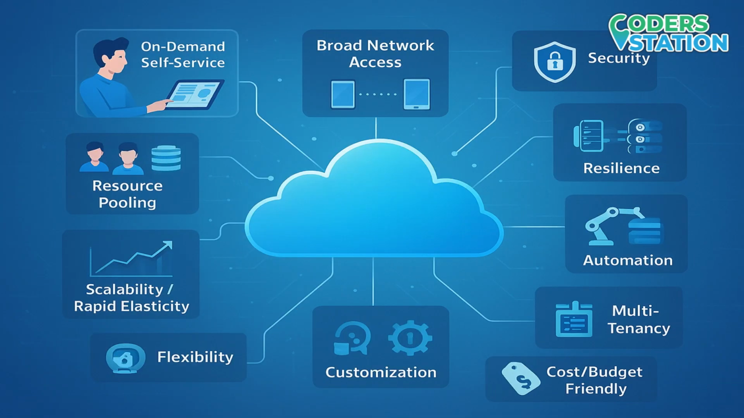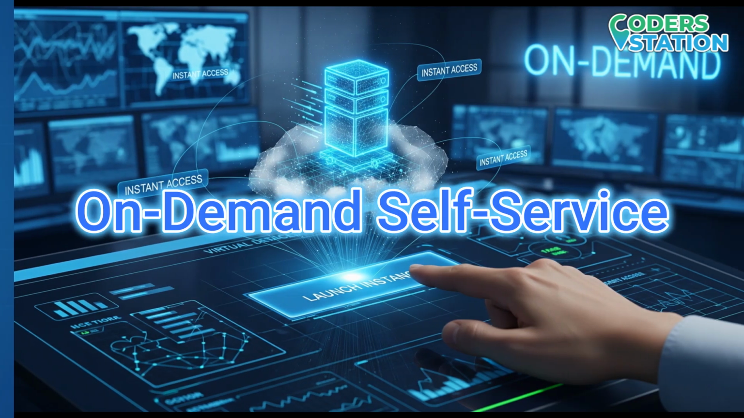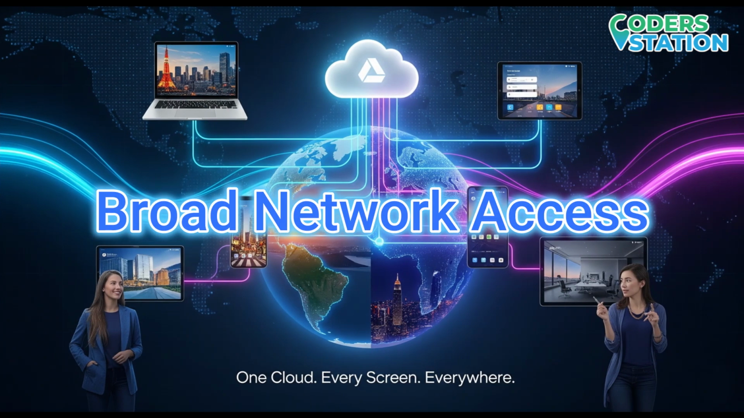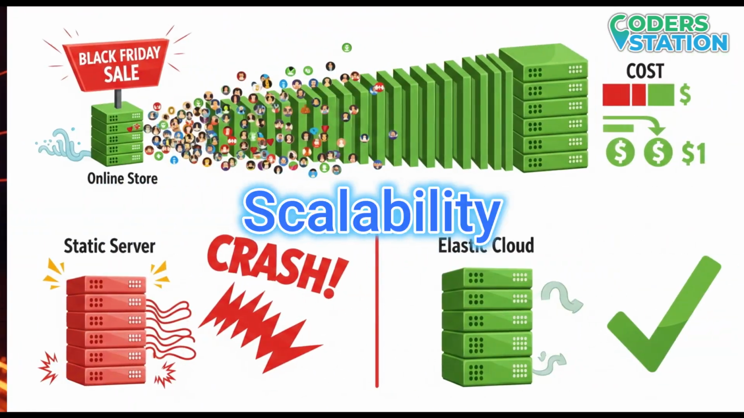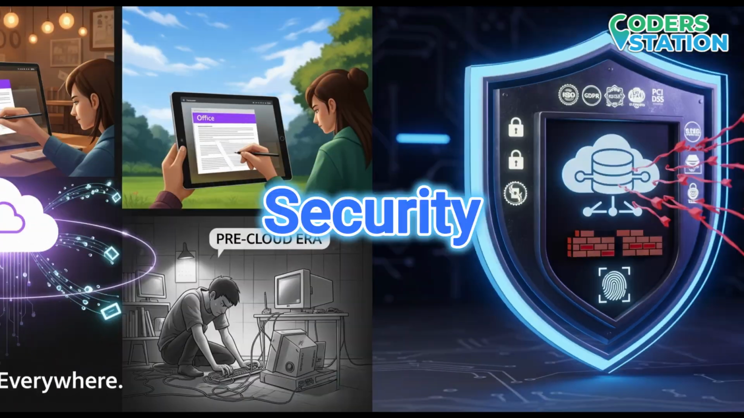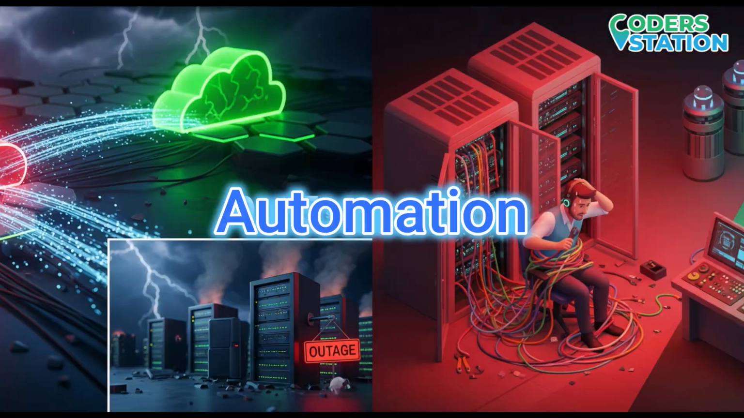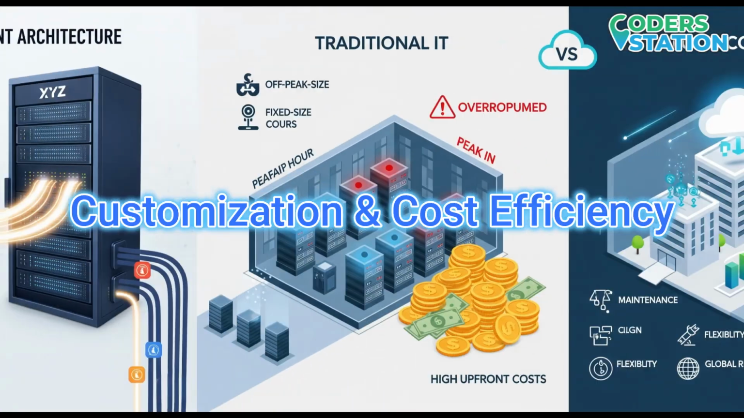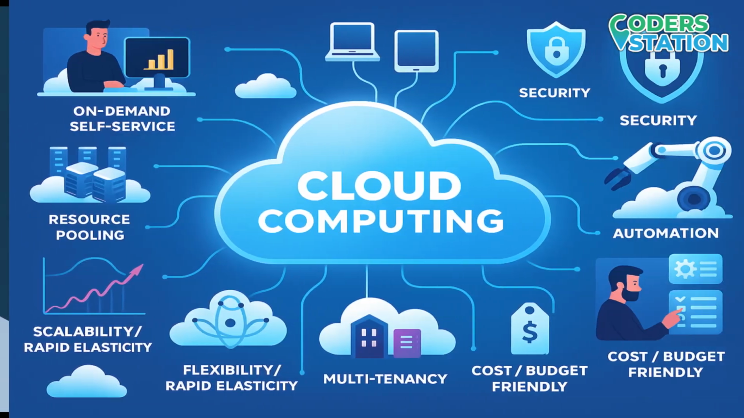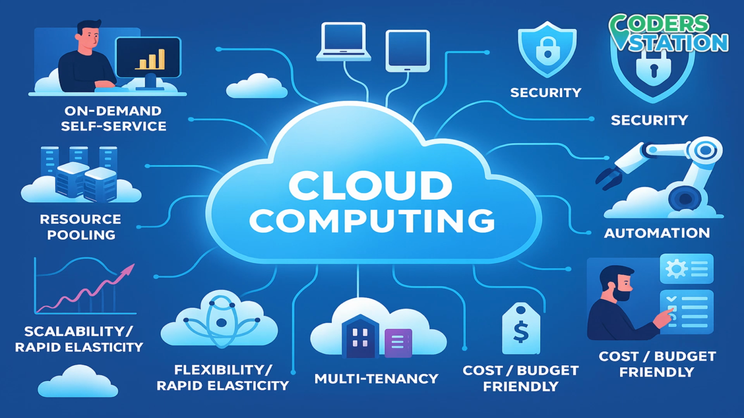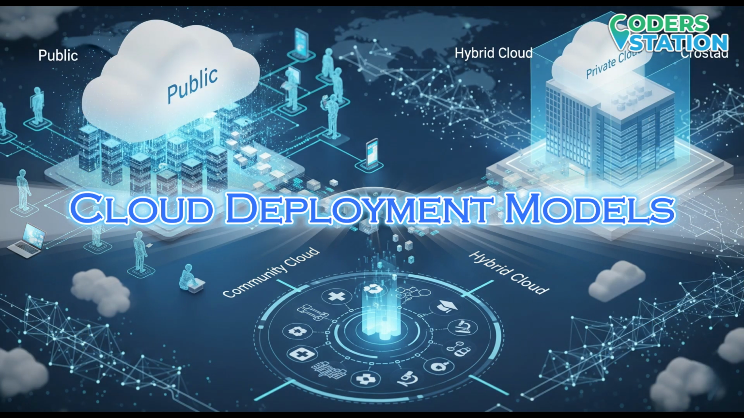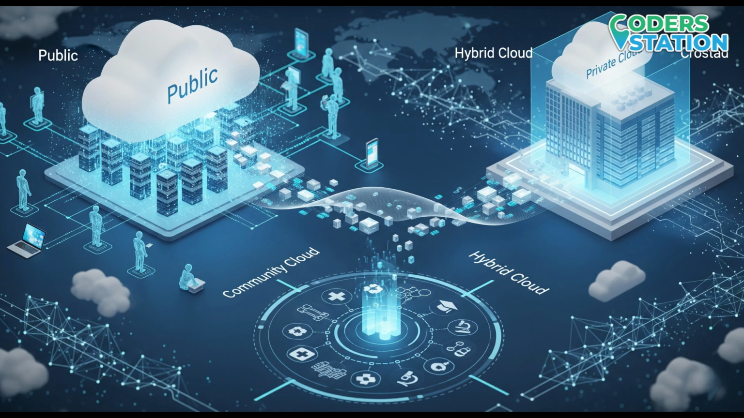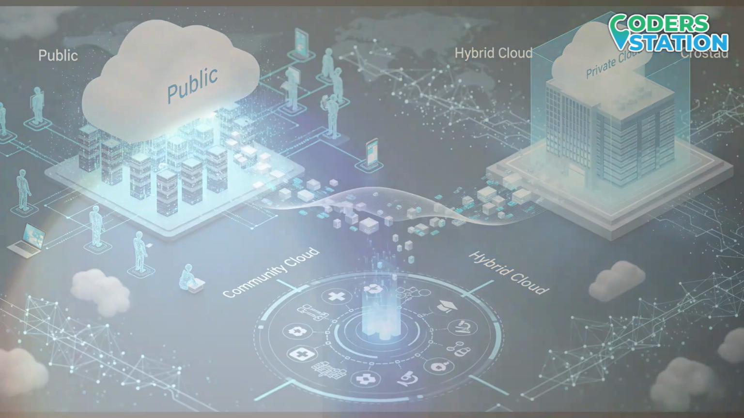To recap, the main characteristics are on-demand self-service, broad network access, resource pooling, measured service, scalability, flexibility, security, resilience, automation, multi-tenancy, and customization. These are the reasons cloud computing has become a core technology in our everyday lives. In the next video, we will dive into cloud deployment models: public, private, hybrid, and community cloud.